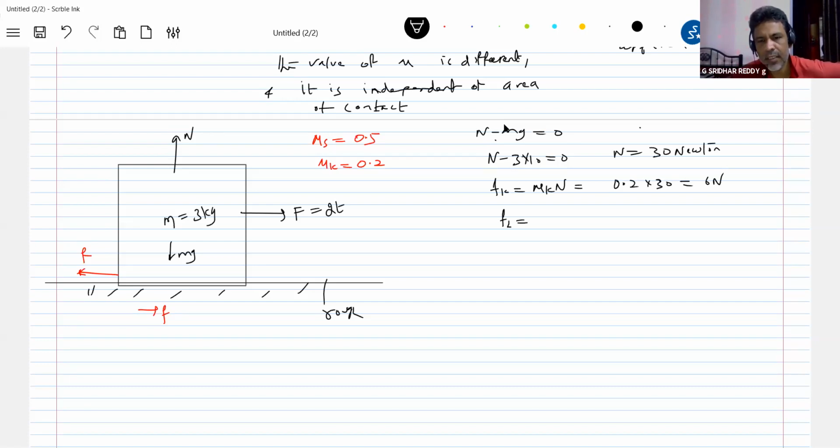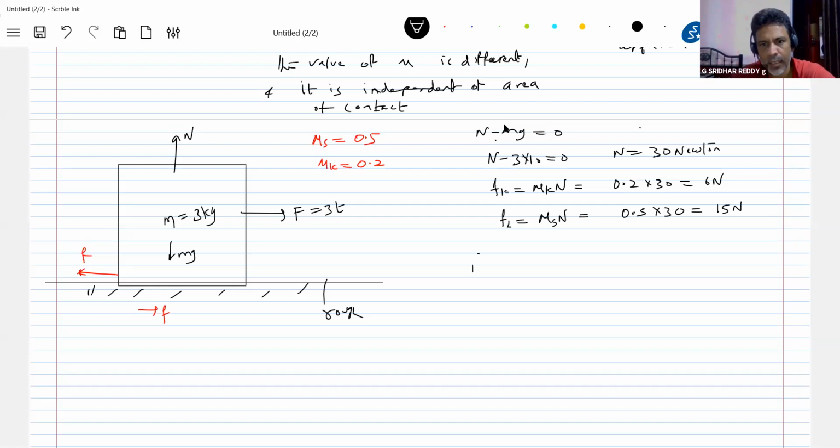Limiting friction, this will be mu s into N. So mu s value, the maximum static friction, it is 0.5 into 30, no? 15 Newton. Okay, this is about the thing. So let me take it 3t in terms of this one. So let's go for a tabular column.